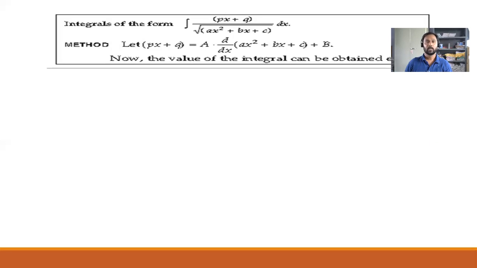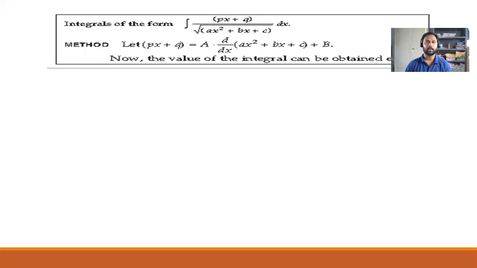In such cases, the linear expression in the numerator is to be rewritten as a constant capital A into the derivative of the denominator expression plus b, where A and b are constants. So the numerator px plus q can be expressed as capital A into d by dx of the expression in the denominator ax square plus bx plus c, plus b. Then find the constants A and b.